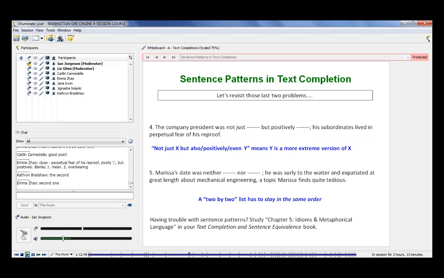And I want to very quickly take a look at two of the sentence patterns for these problems. So we have not just one thing but also, or but even, or but positively in this case. Those idioms mean that the two words agree with each other. They are in the same direction. If one's positive, the other's positive. If one's negative, the other's negative. But the second one is probably a stronger version of the first.